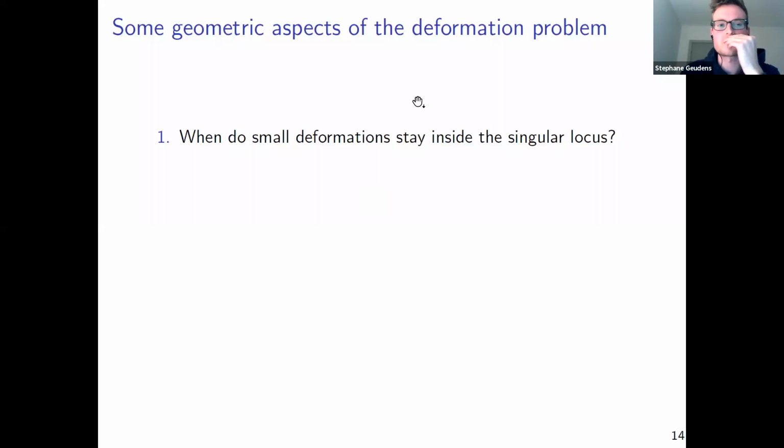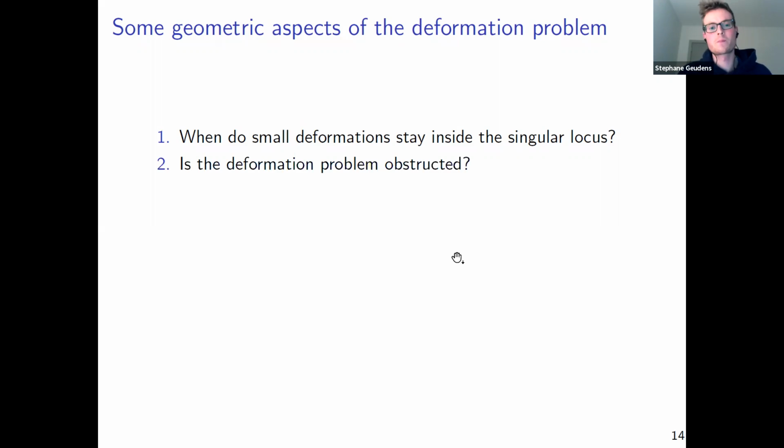Okay. So now I will talk about some geometric properties of the deformation problem. So one question we can address is: is it always possible to push the Lagrangian out of the singular locus? Or maybe are there some situations when small deformations have to stay inside it? And the second question is: is the deformation problem obstructed? So this gives an indication about smoothness of the space of deformations.